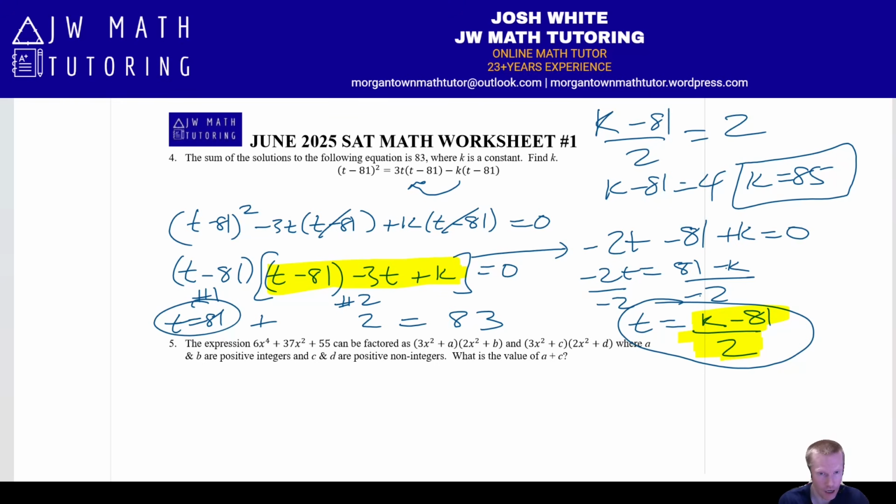What I did is I got everything equal to 0. I factored out a t minus 81 common factor. I then solved for the two solutions, one of which was 81, the other of which is this expression that has a k in it. And then I used the fact that the sum of the solutions is 83 to determine that this second solution had to equal 2. And I solved for the value of k based on that fact. All right, let's see how you could do this in Desmos.